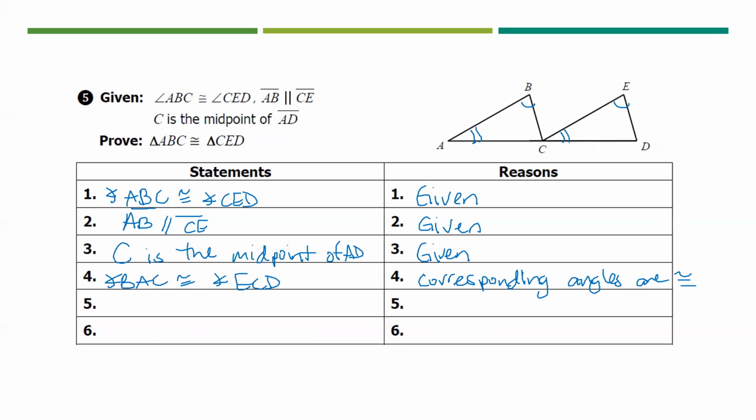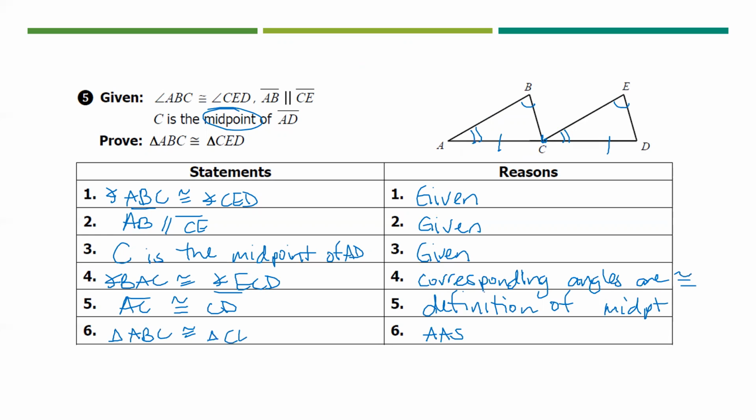And now we need to talk about midpoint. Well, C is the midpoint of AD, which means AC and CD have to be the same length. So AC has to be congruent to CD because that is what midpoint means. And now I have two triangles with two sets of corresponding congruent angles and a set of sides that are congruent, but that side is not in between the two angles. So we're going to call this angle, angle, side, proving triangle ABC is congruent to triangle CED.